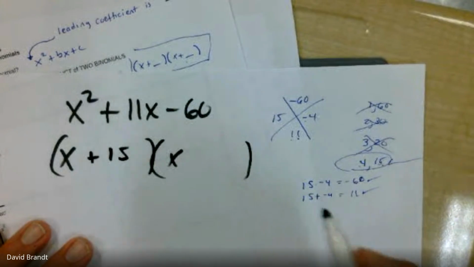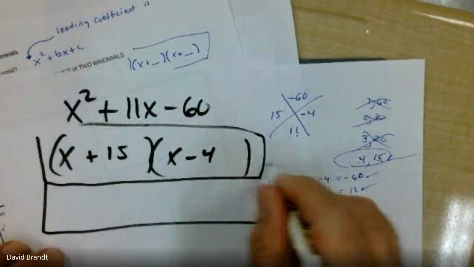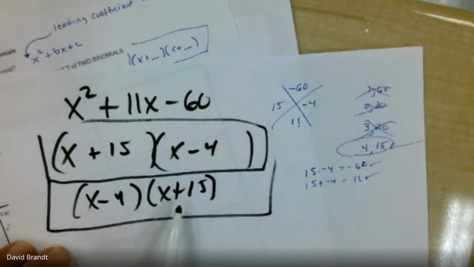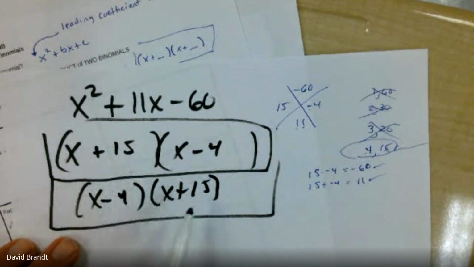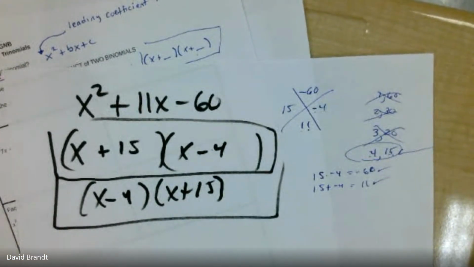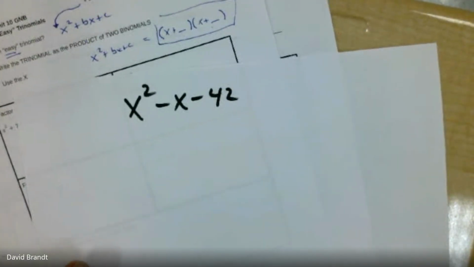So the factored form is x plus 15 and x minus 4. You could also write x minus 4, x plus 15. It doesn't matter which one you write first as long as you have the positive with the 15 and the 4 with the negative. So that was example 3. Now let's do example 4. There's example 4.